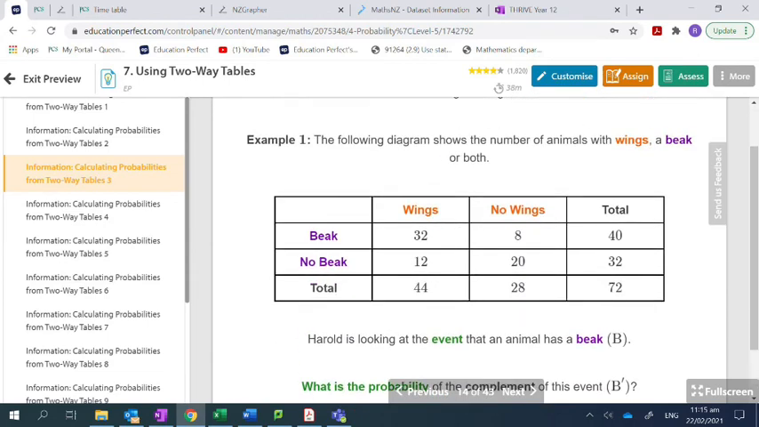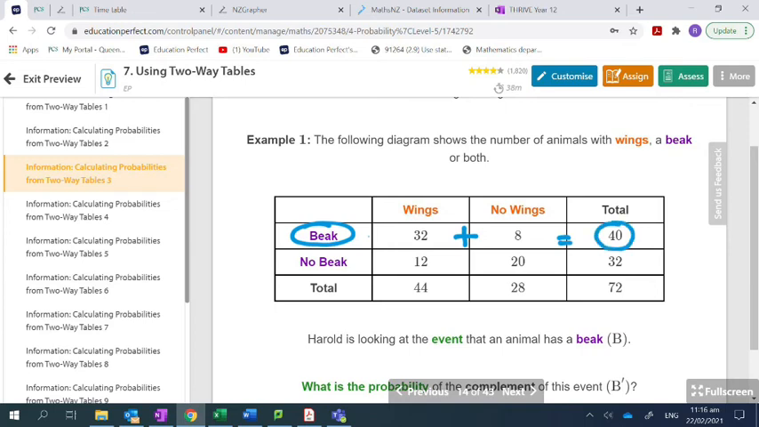Harold is looking at the probability that an animal has a beak. So that's any animal that has a beak. Looking at the cells for beak, here's the header for beak. Does it have anything to do with wings at all? No. So that's every animal that has a beak. That's those two added together.